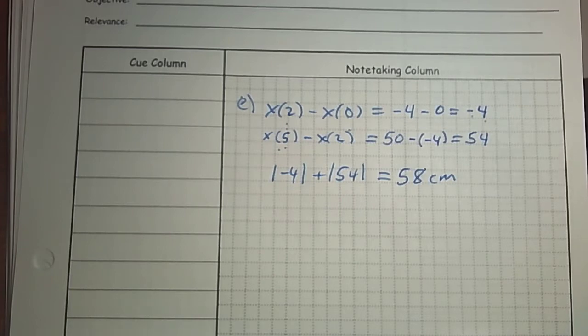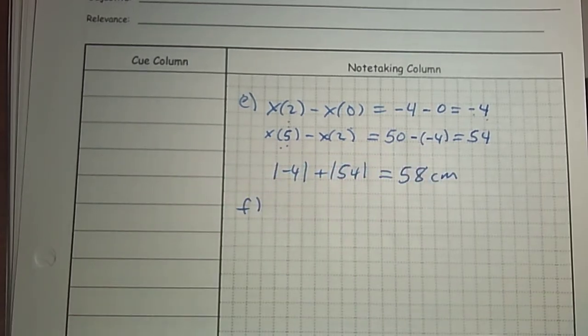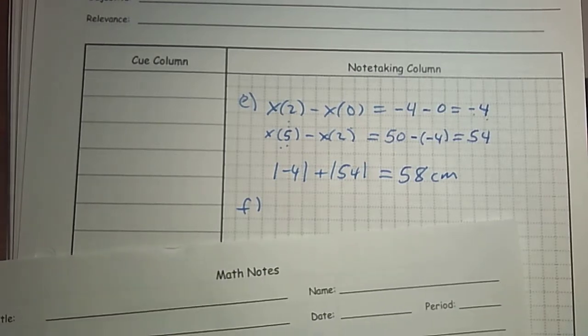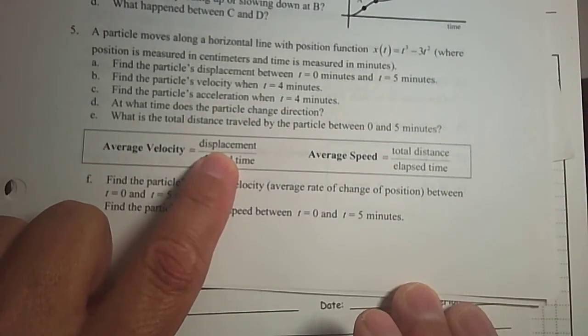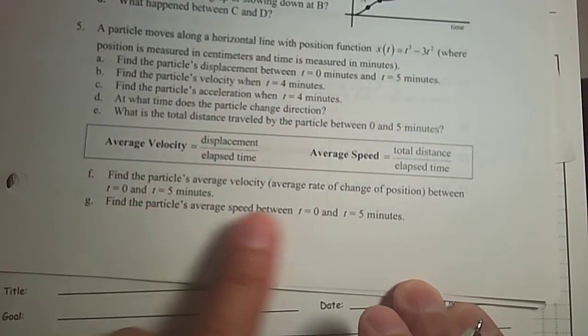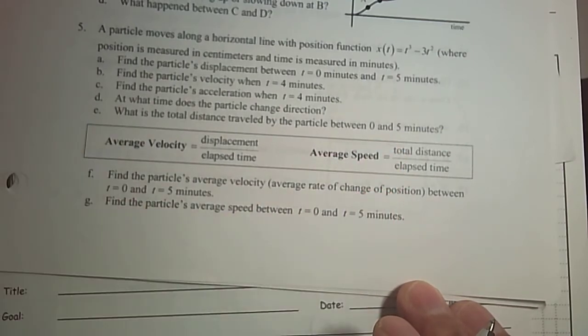Now F says, find the average velocity. And in the book that you have, there's a box, and it tells you the difference between average velocity and average speed. So average velocity has to do with displacement over time. Well, average speed has to do with the total distance over time.